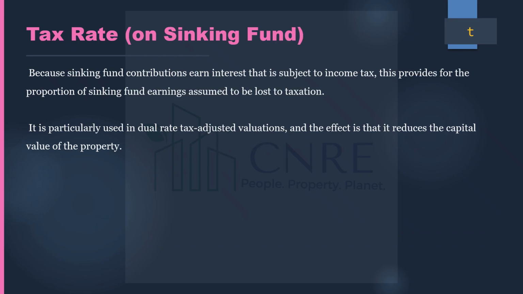And here we have the tax rate on sinking fund. Now, earlier on, we've spoken about the remunerative and the accumulative rate, stating that the accumulative rate is a sinking fund rate. In some cases, there's a tax attached to the sinking fund because it is a form of income. And that tax usually has a bearing on the final value of the property. So you would see the significance of this when we do the valuations for YP dual rate adjusted with tax.